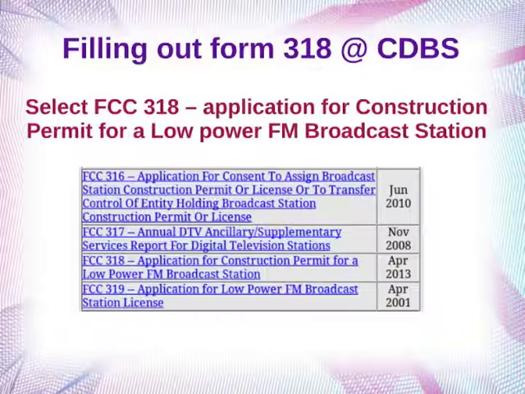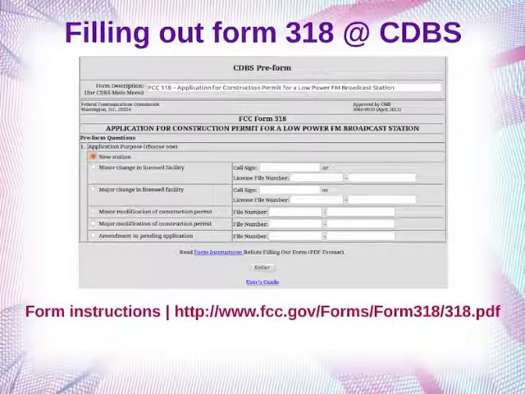Once you enter your number and you enter CDBS, you're going to see a list of forms, and you need to select the one that you want to submit. So in this case, we are going to be selecting FCC 318, application for construction permit for a low power FM broadcast station. You can see it right here, FCC 318. So you're going to click on that, and that is going to take you to another page where you're going to have to enter the information.